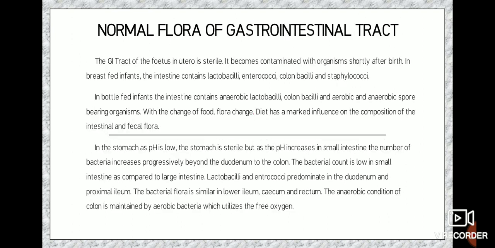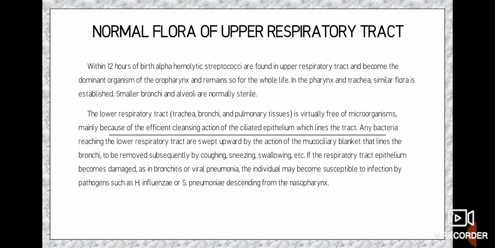And we have the normal flora of the upper respiratory tract. Within 12 hours of birth, alpha-hemolytic streptococci are found in the upper respiratory tract, and they become the dominant organism of the oropharynx and remain for the whole life. In the pharynx and trachea, a similar flora is established.